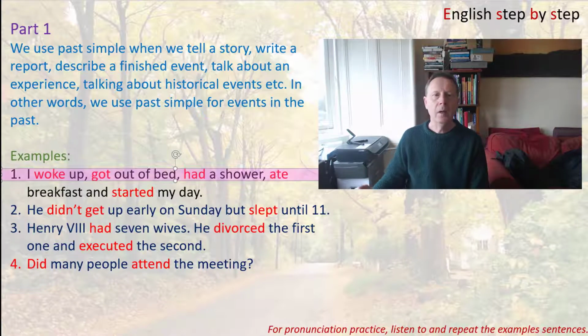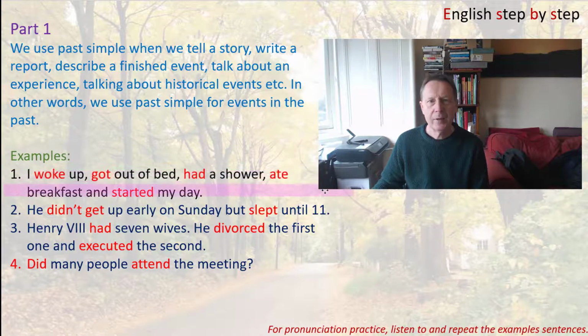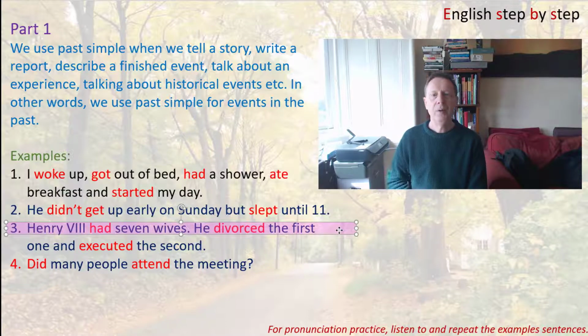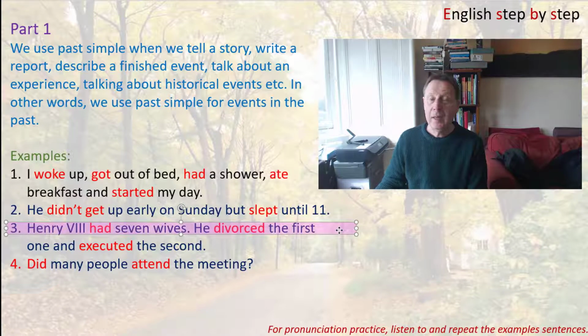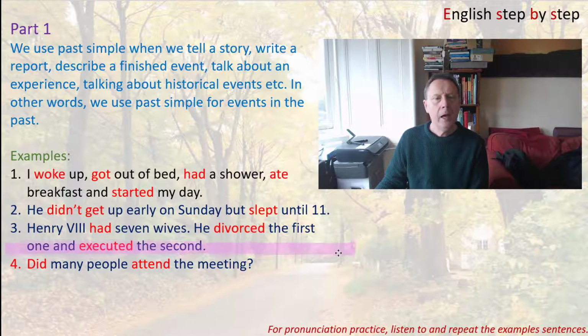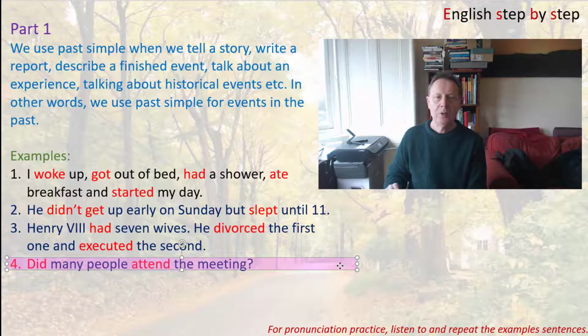Number 1. I woke up, got out of bed, had a shower, ate breakfast, and started my day. Number 2. Negative example. He didn't get up early on Sunday, but slept until 11. Here's an example talking about history. Henry VIII had 7 wives. He divorced the first one and executed the second. And here, number 4 is an example with a question. Did many people attend the meeting?